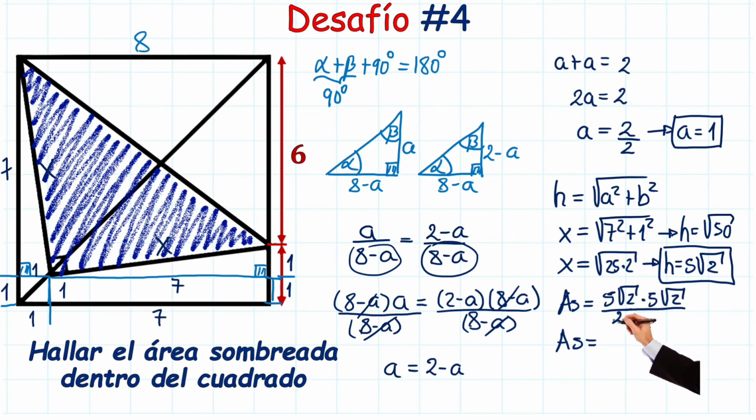Let's do it step by step, okay? 5 times 5 is 25. And square root of 2 times square root of 2 is 2. We simplify this 2 with this 2 here. And what do we have, ladies and gentlemen? The shaded area is 25 square units.